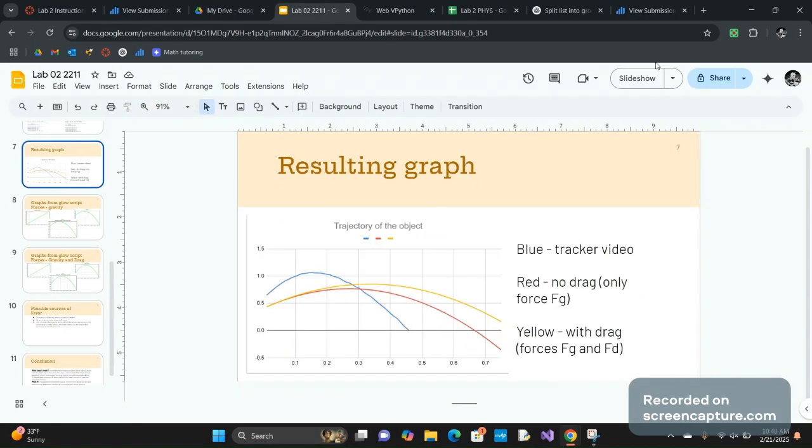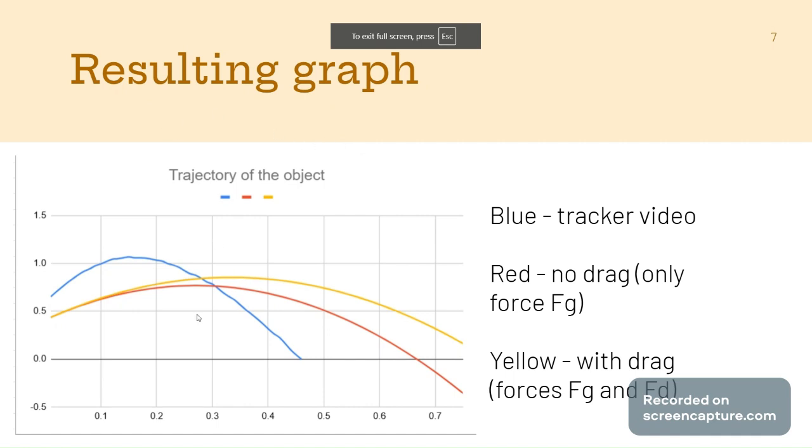Sorry, I skipped this one. Here's my graph. I just want to make sure I show this. So as you can see here, the blue is the tracker video, and the line's not perfect just because, like I said, sometimes the tracker wasn't always put in the exact center of the object. It's really, really hard to do that perfectly. You can see that line right there.